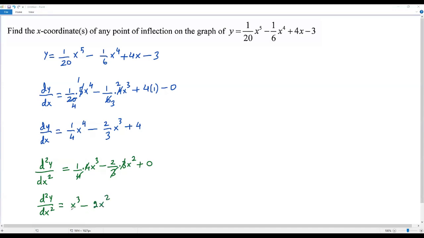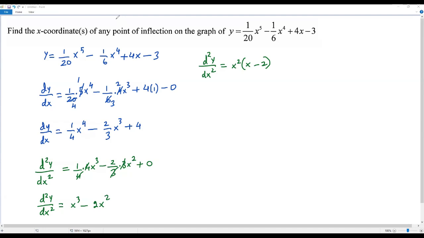In our next step, we can factor the expression. Let me write it here. d squared y over dx squared equals, to factor the expression, we have to find the greatest common divisor of these two terms. Clearly the greatest common divisor is x squared, so we can factor x squared out. To get the expression inside the parentheses, I divide the terms by what I factored out, that is x squared. When I divide x cubed by x squared, I get x. When I divide negative 2x squared by x squared, I get negative 2. Now I have factored this expression.